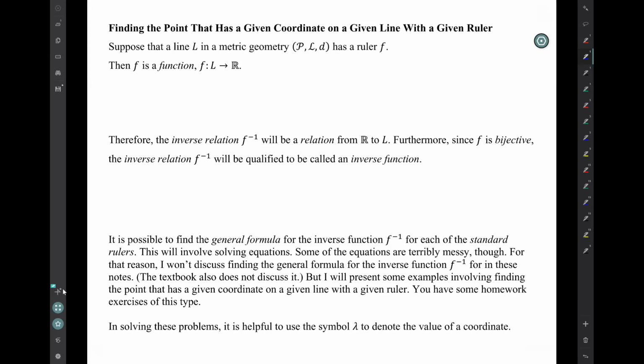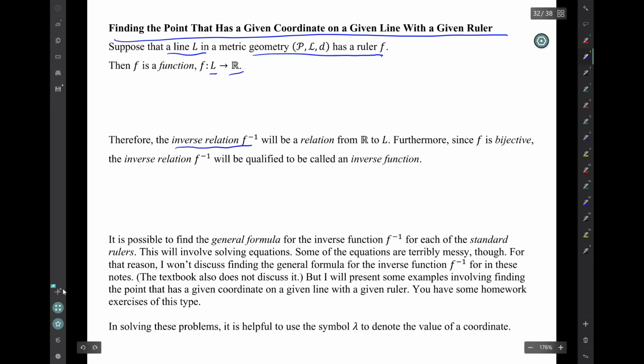Now I want to discuss finding the point that has a given coordinate on a given line with a given ruler. So suppose we have a line in a metric geometry and it has a ruler f. Then f is a function that eats points on the line as input and spits out real numbers as output. So the inverse relation will be a relation from R to L.